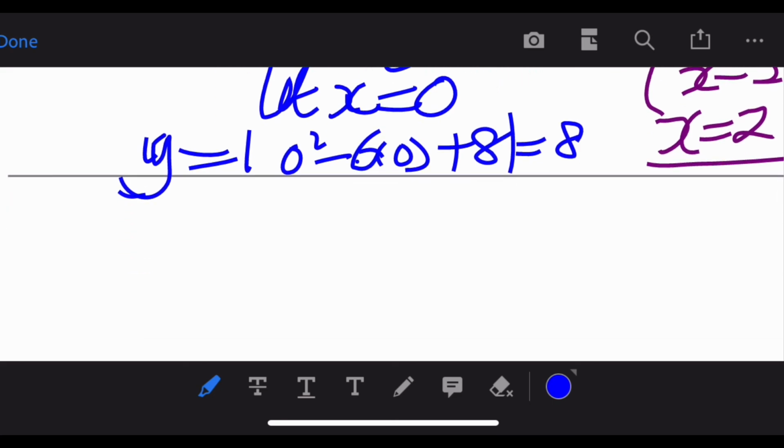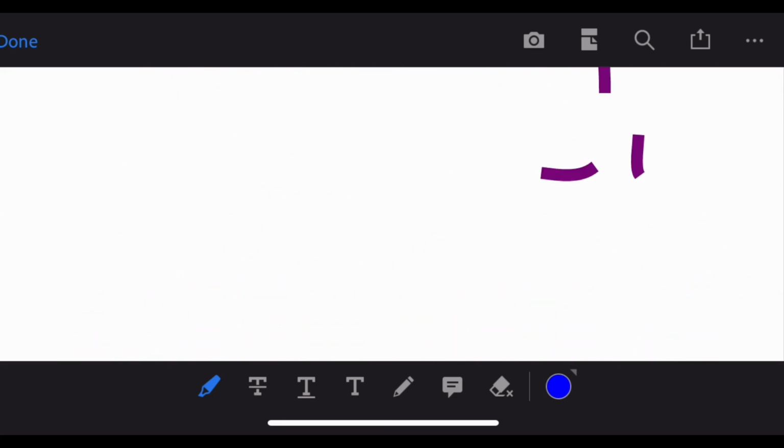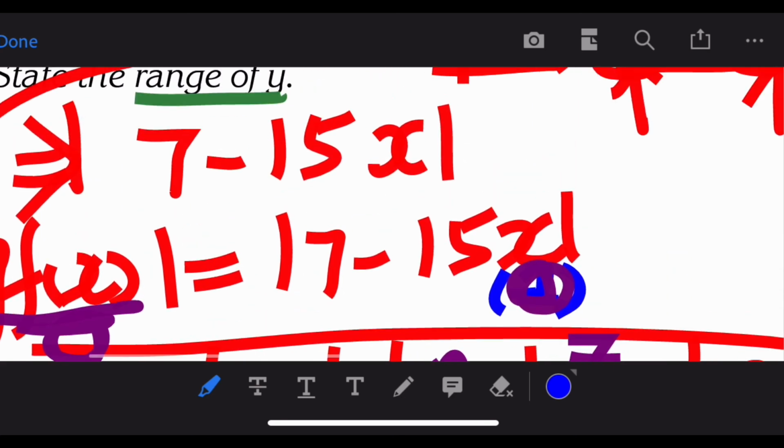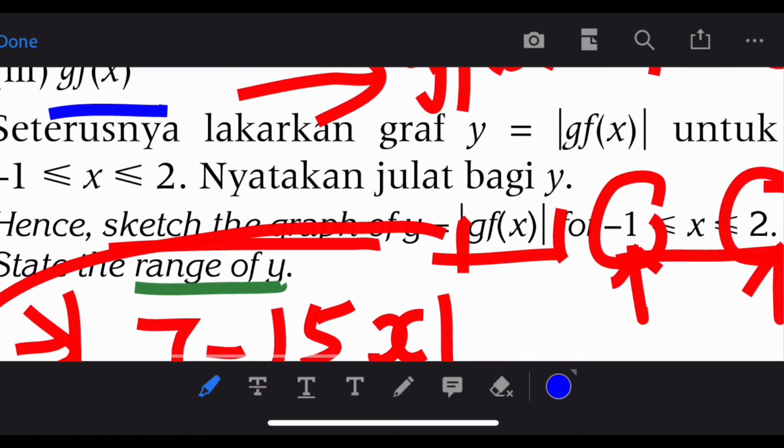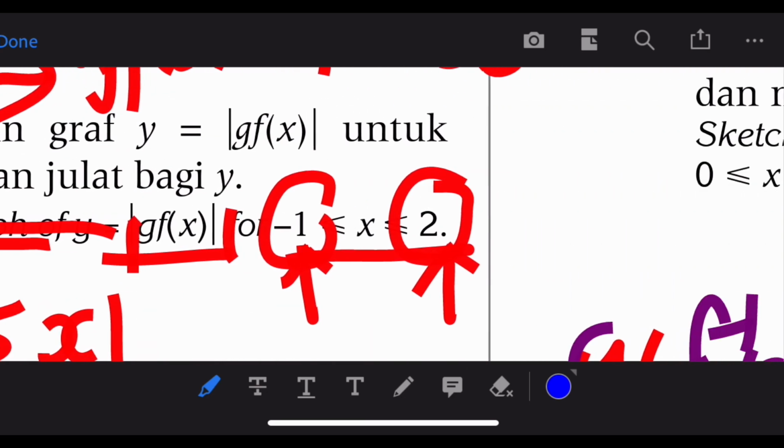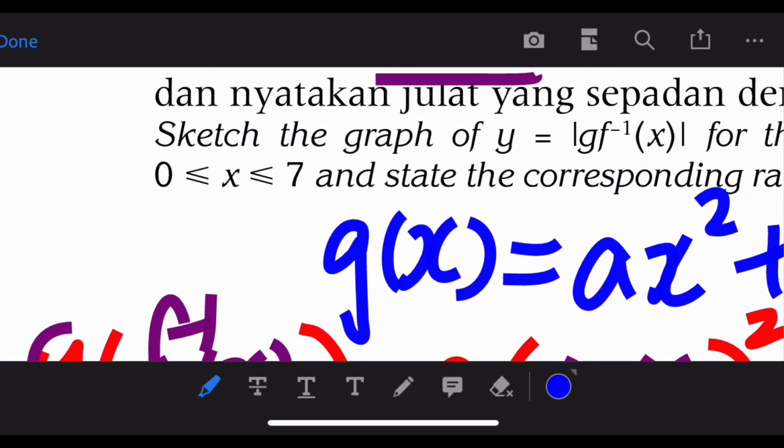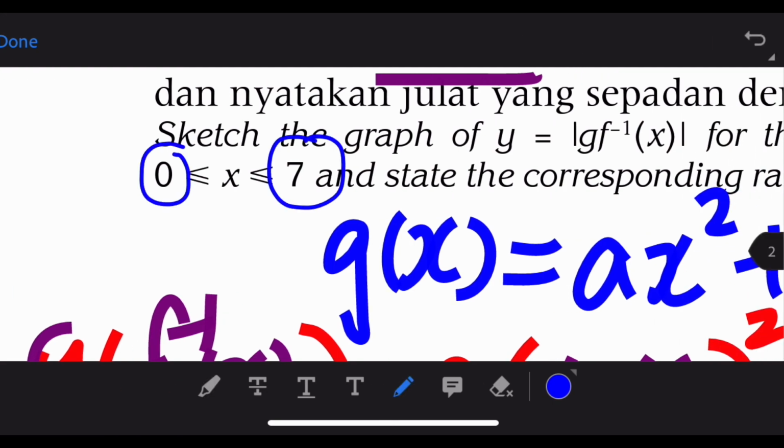So we have two values ready, and we have to follow the domain. Remember I said we must have the domain, starting and ending at 0 and 7.